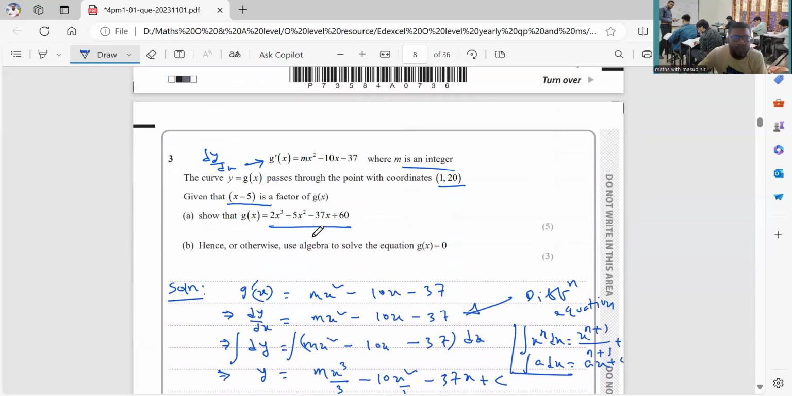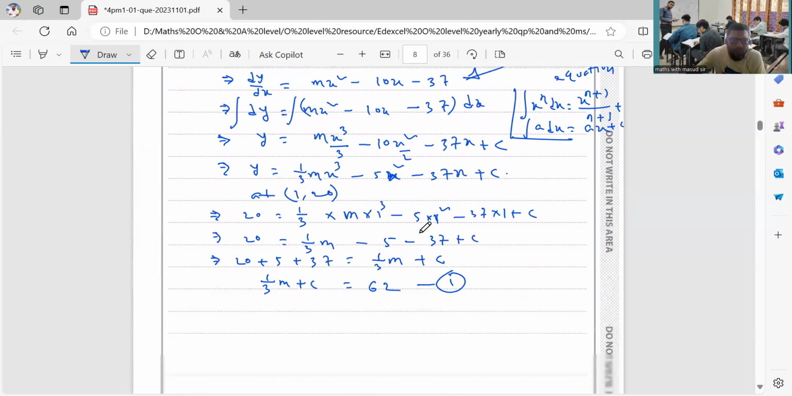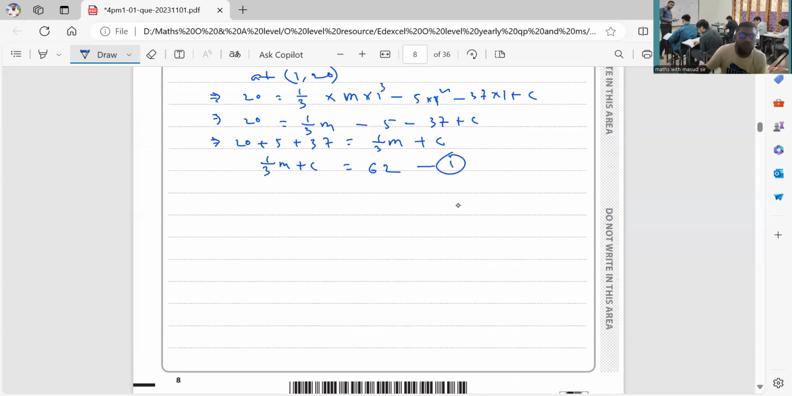And now, using the second condition, x minus 5 is a factor of gx. Look, x minus 5 is a factor of gx. This is the factor theorem. Factor theorem means if x equals 5, the remainder is 0. Because we know for the factor theorem, the remainder is always 0. This is the factor theorem, right? I think you know this. So x minus 5 equals 0 and x equals 5.